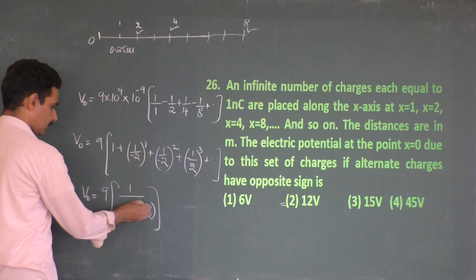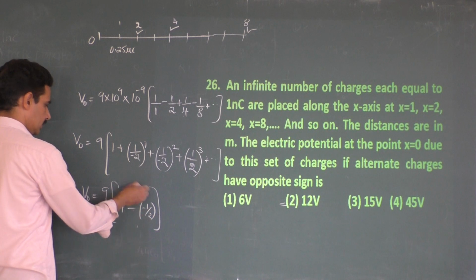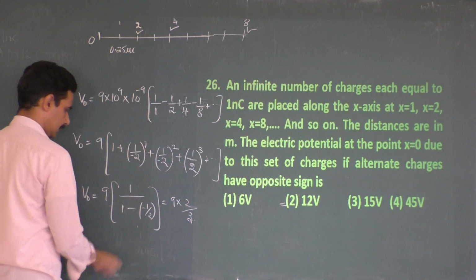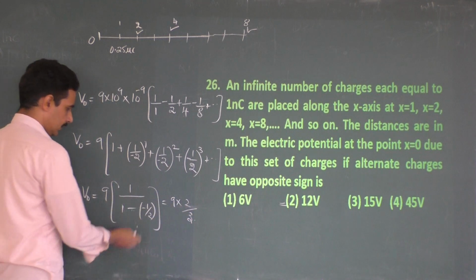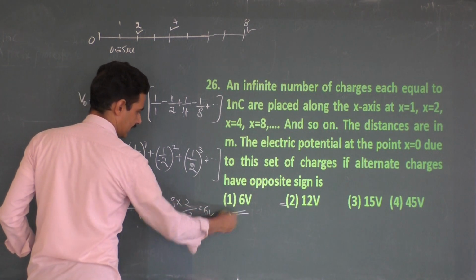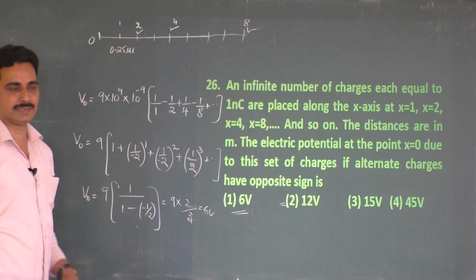So 1 plus 1 by 2, 3 by 2. 2 goes to the numerator and 3 remains in the denominator. It is 3 by 2, 1 plus half. 2 goes to the numerator. 3 3s are, so 6 volt. Here is the answer. So very easy now.